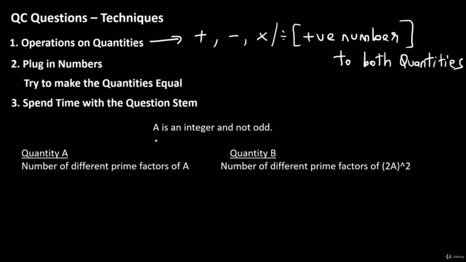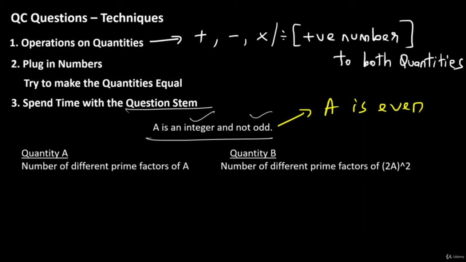A is an integer and not odd. Quantity A is the number of different prime factors of A, and quantity B is the number of different prime factors of (2A) to the power 2. Now over here in the question stem it's mentioned that A is an integer, and it's not odd. So definitely A has to be even, right? Now let's take a few even sample numbers. I have minus 10, 0, 10. Now let's try minus 10.